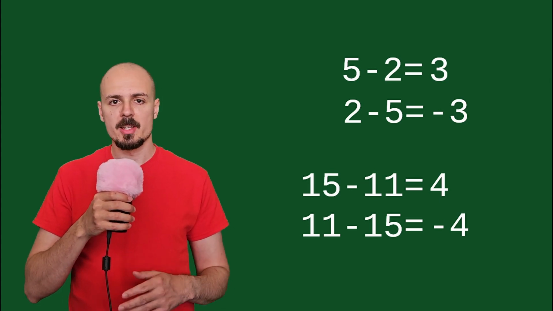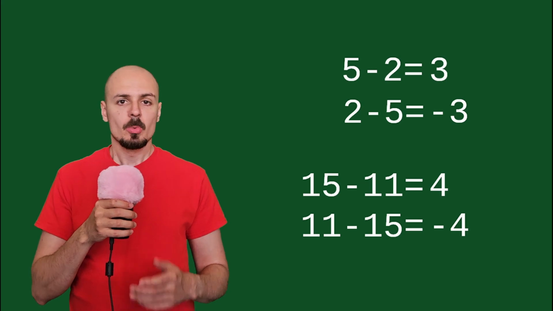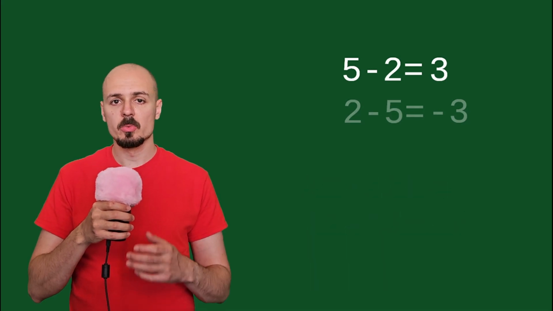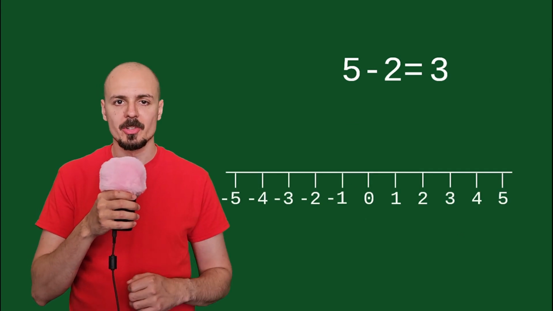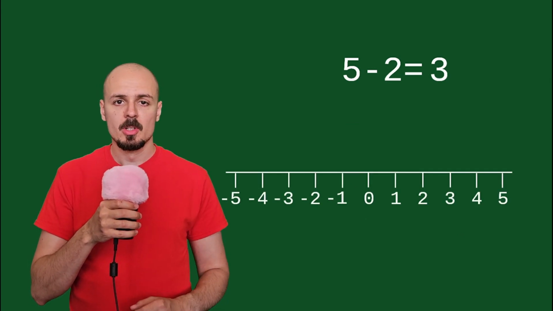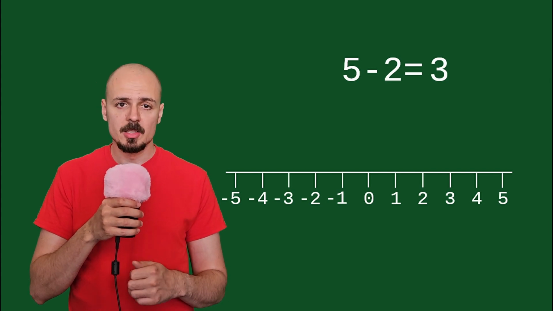Now, that's all great, but what's really going on here? Well, let's first take a look at one way we can really visualize these operations. Imagine a number line, either horizontal or vertical, but I like horizontal, with 0 placed in the middle, positive numbers to the right, and negative to the left.